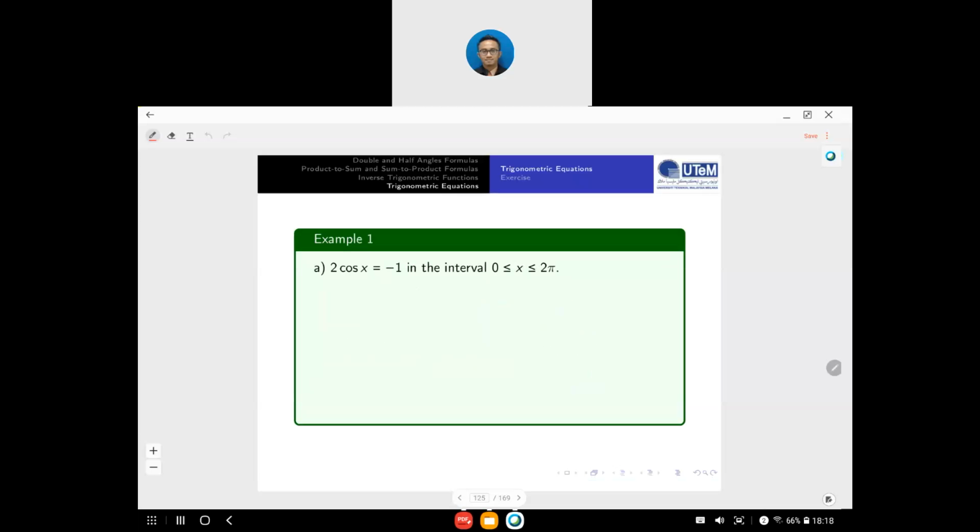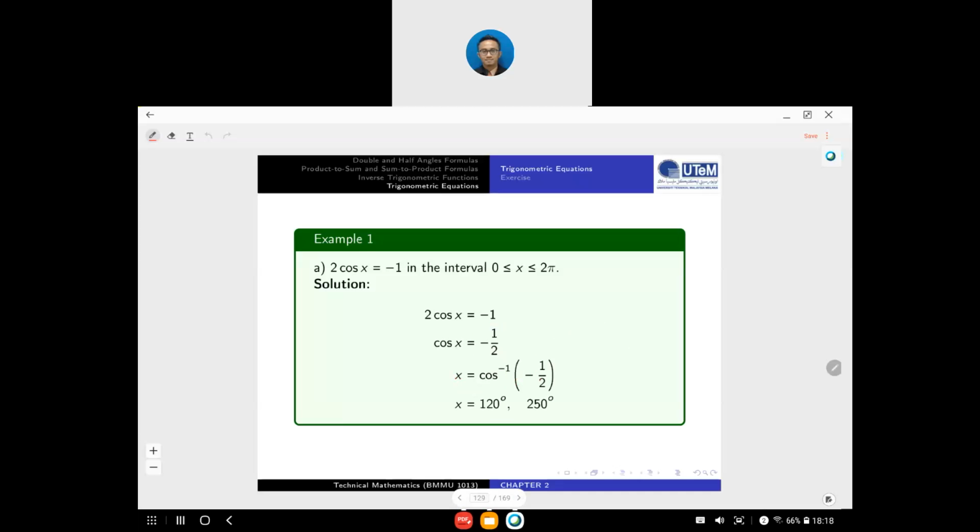Okay. So this one we can solve it. So 2 cos x equal to negative 1. Cos x equal to negative 1 over 2. Okay. Ingat ni cos is a negative value. So kita tekan je calculator ni. Tekan cos inverse dekat calculator. So x equal to cos inverse negative 1 over 2. Awak tekan je tu calculator. So when you press your calculator, you can get 120 degree.